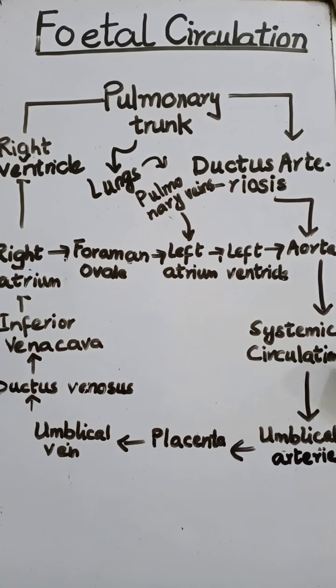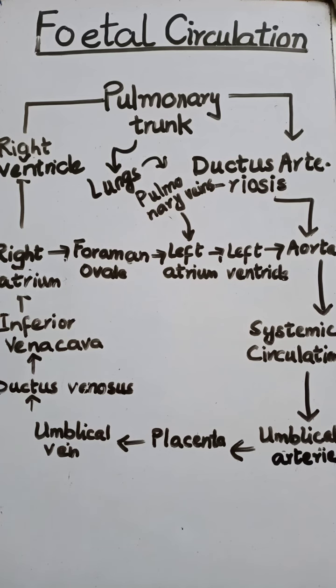After entering the systemic circulation, the deoxygenated blood is returned back to the umbilical arteries, and then these umbilical arteries transfer this blood to the placenta. And from the placenta, this blood is carried to the mother, where it again becomes oxygenated, and then this oxygenated blood will follow the same pathway. The second pathway is that the blood enters into the right atrium.